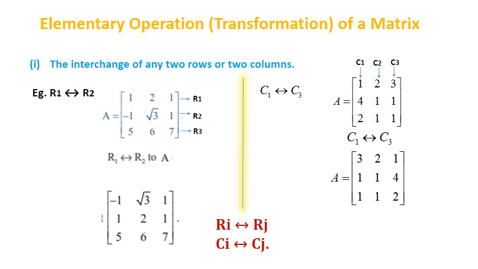A is equal to C3 change to C1. See here, 3, 1, 1 represents C3. That came here as C1, 3, 1, 1, and nothing is mentioned about C2, so C2 remains the same, 2, 1, 1, here also 2, 1, 1. And C1 came to C3's position. So C1, 1, 4, 2 here came as C3, 1, 4, 2. So this is the first operation, interchanging the rows and columns of a matrix.